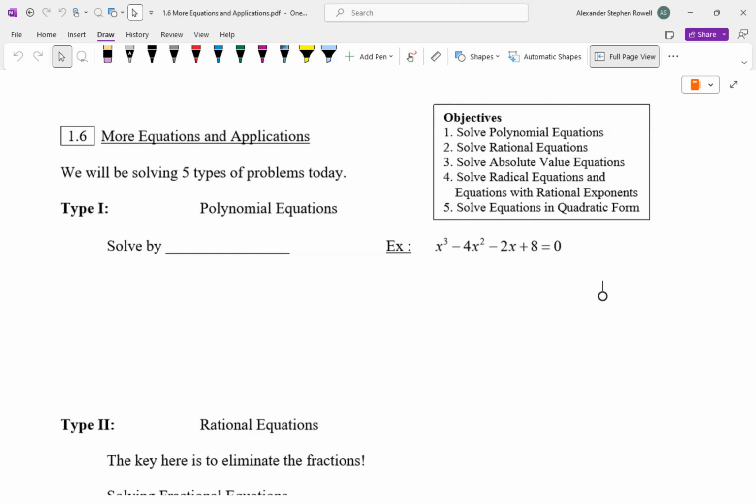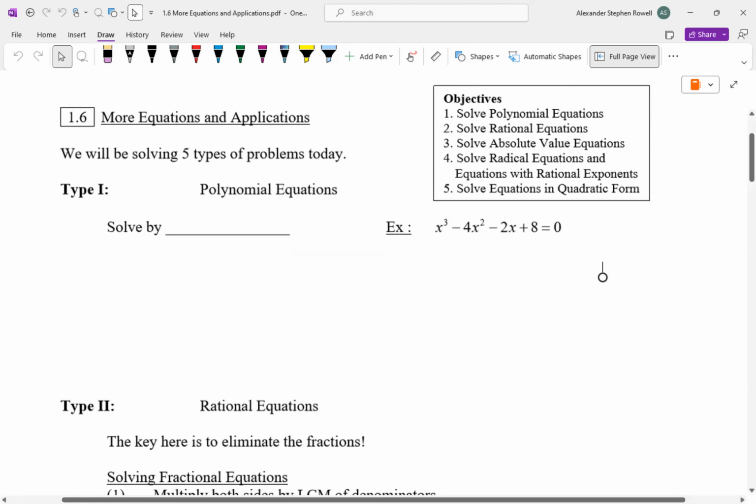Let's start section 1.6, more equations and applications. So far, we've solved linear equations and quadratic equations and rational equations.